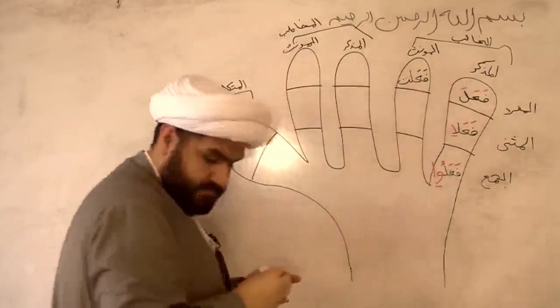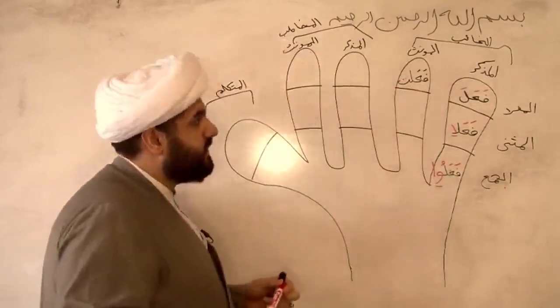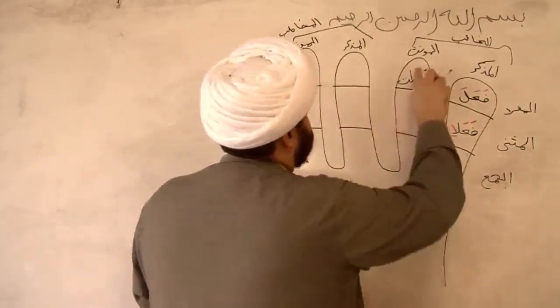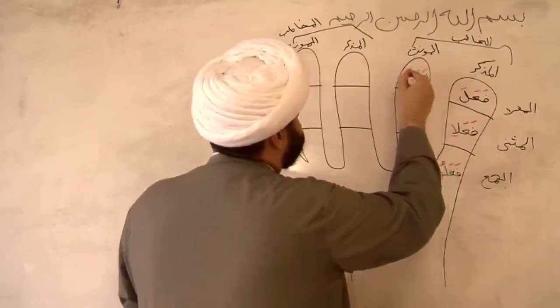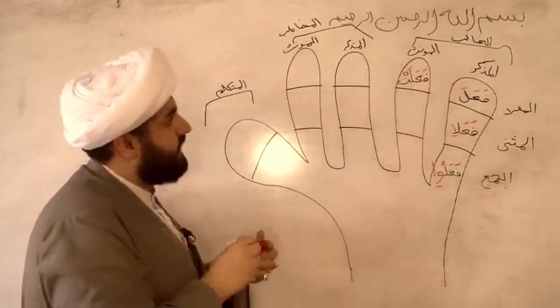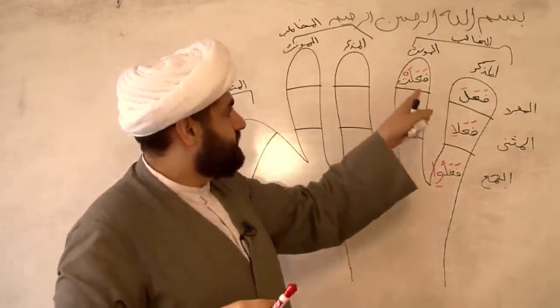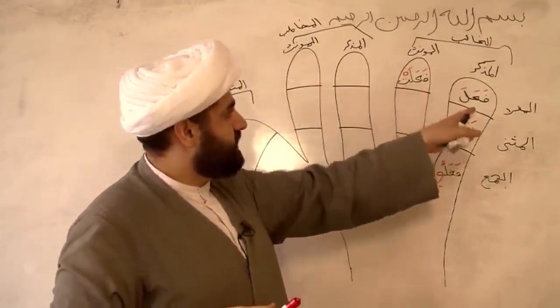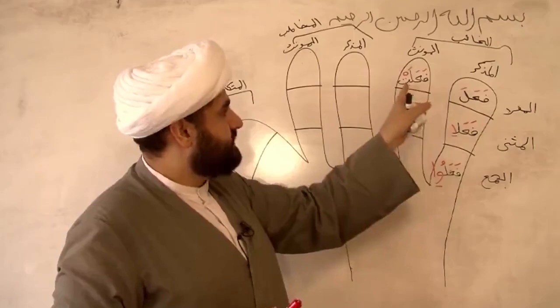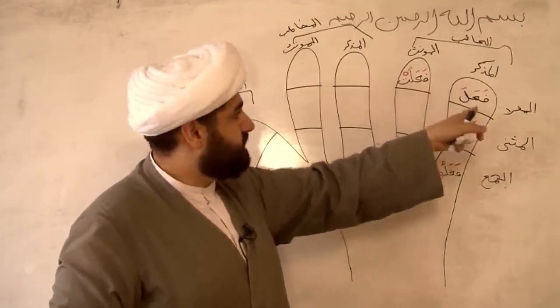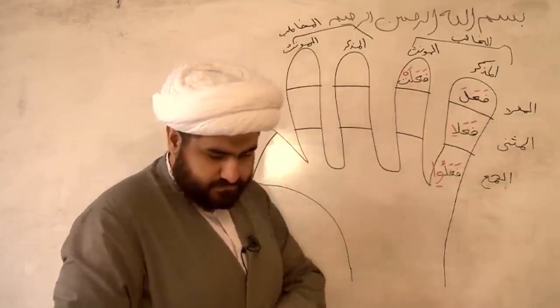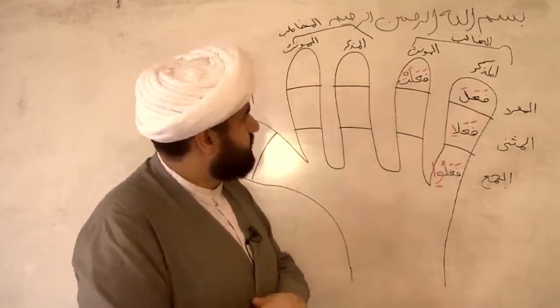Oh, let me put the vowels with a different color. Okay. Fa'alat. Right? Fa'alat. Now, you see how we changed the verb. We just added to the first sigha the ta sakina at the end of this verb. And we made the fourth sigha.